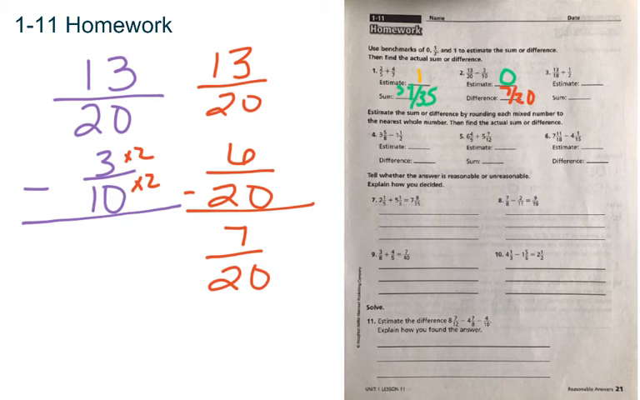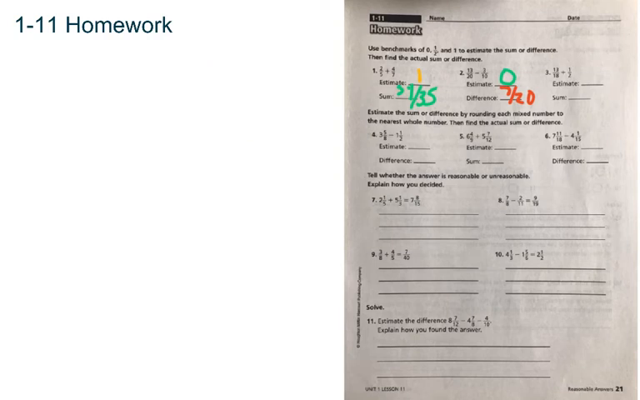You're going to go ahead and complete number 3, estimation and the sum on your own. Okay, for numbers 4 through 6, it says estimate the sum or difference by rounding each mixed number to the nearest whole number, then find the actual sum or difference. So we're rounding to the nearest whole number, so if it's a half, or remember 0.5 and 1/2 are the same, you're going to round up.